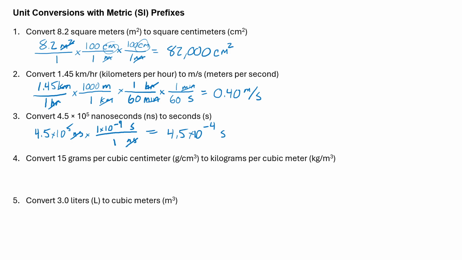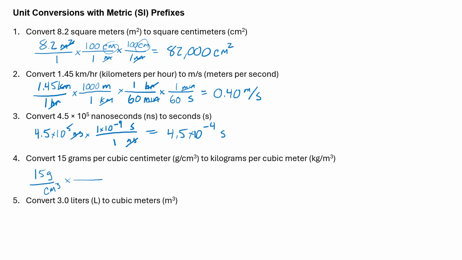My next conversion is 15 grams per cubic centimeter. That sounds like a density to me. So that's 15 grams per 1 cubic centimeter. That's centimeters cubed. Now I can convert grams first. I want to get to kilograms per cubic meter.